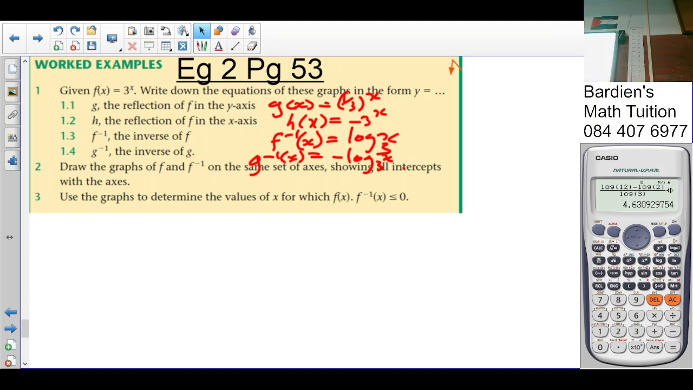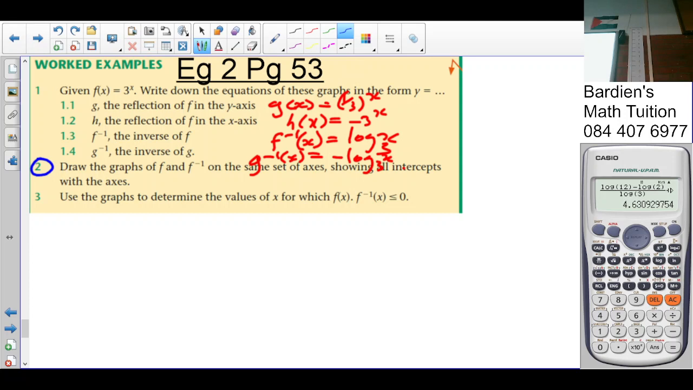Right, so I just need to wrap this up quickly. In number 2, it says draw the graph of f of x and the inverse on the same set of axes, showing all intercepts with the axis.